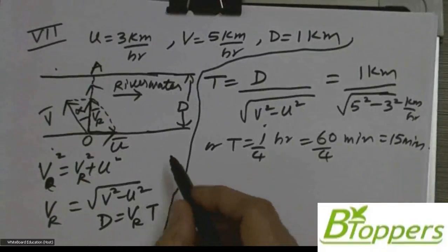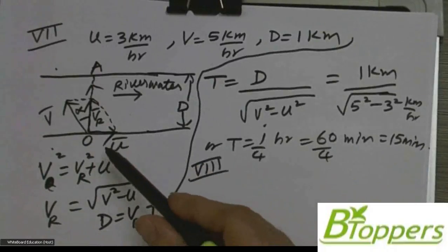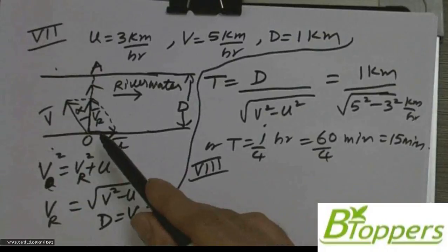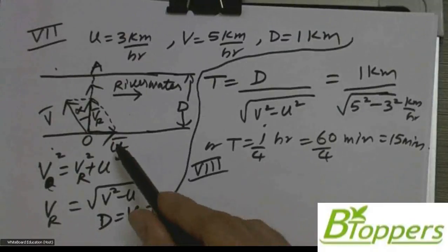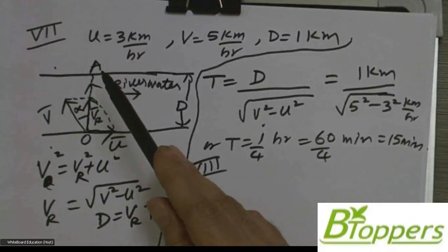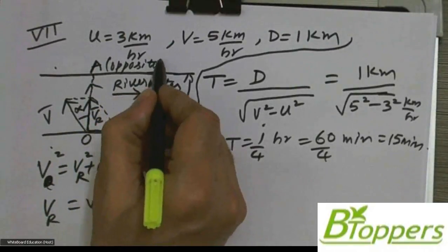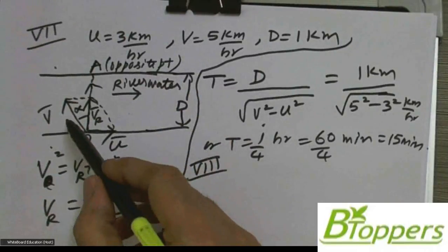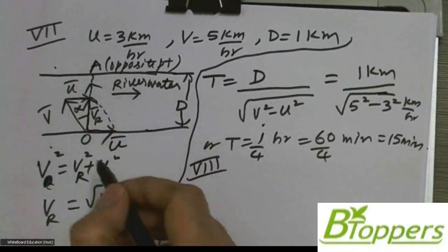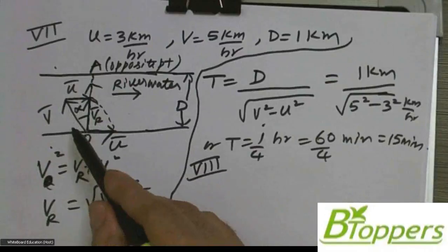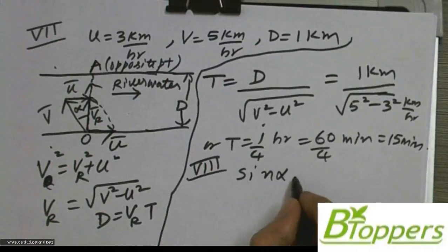The next question is also related to question number 7. In the same question you are asked to find at what angle to the direction of the water flow the boat has to be rowed to reach the opposite point A on the other bank. That means you are asked to find the angle between V bar and U bar. For that you have to find angle alpha. Here alpha is the angle which V bar makes with the width Y of the river. You can write sin alpha equal to U by V.